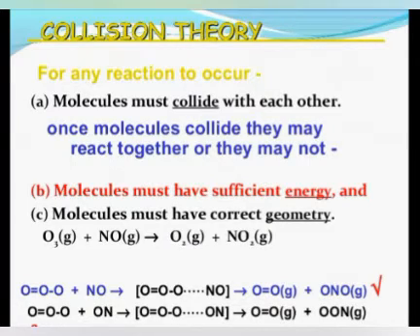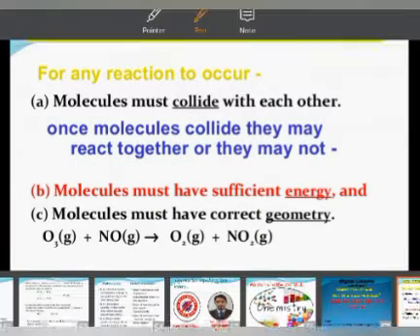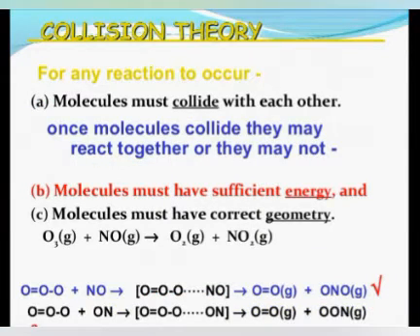It depends. Suppose I take an example: one hydrogen is here in the environment and one more hydrogen is there in the environment. When these hydrogens collide with each other, strike with each other, then the reaction can happen. They can form H2, or they cannot form H2. This depends. This is the first point of collision theory: molecules must collide with each other, and once they collide, they may react together or they may not react. Second, molecules must have sufficient energy.